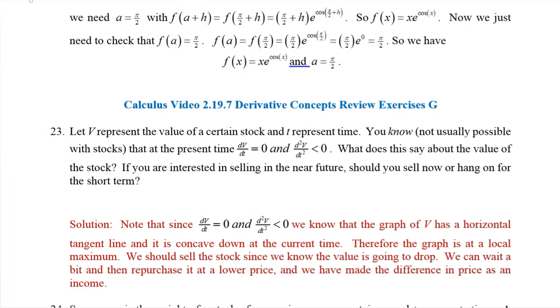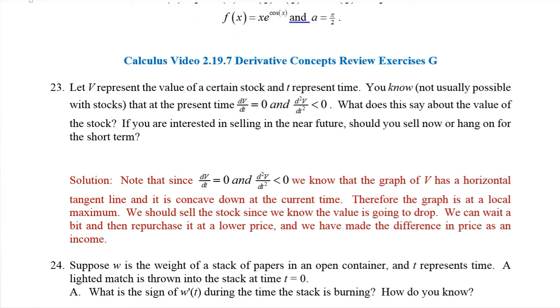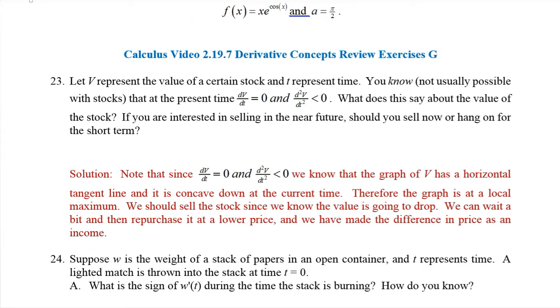Okay, let's try another one. This one has some multiple parts, so let's start with this one. Suppose W is the weight of a stack of papers in an open container, and T represents time. A lighted match is thrown into the stack at time T equals 0.